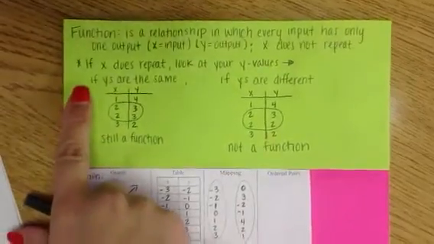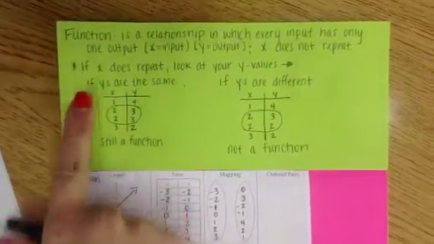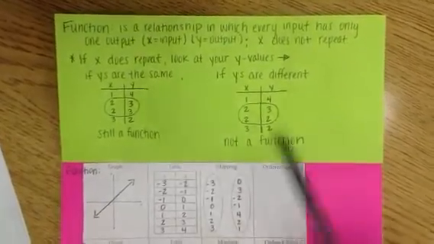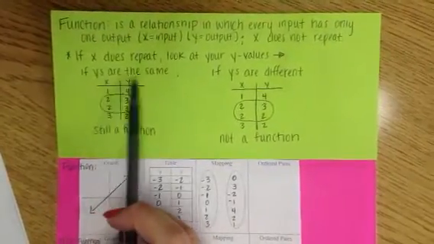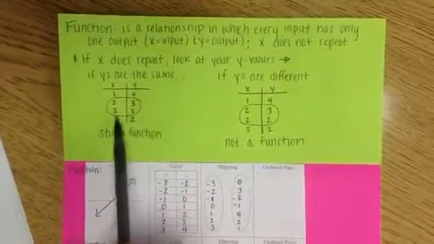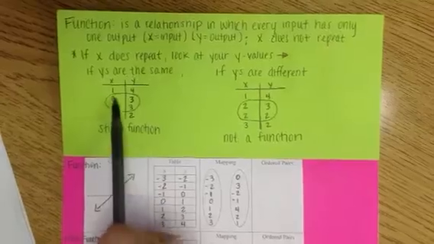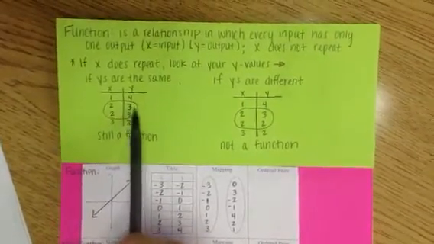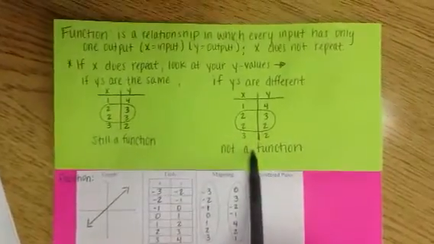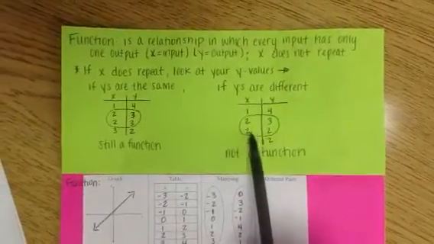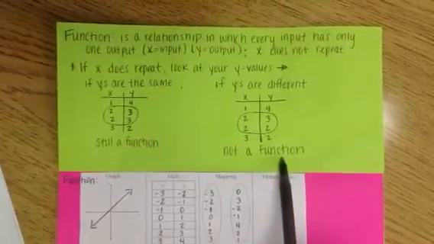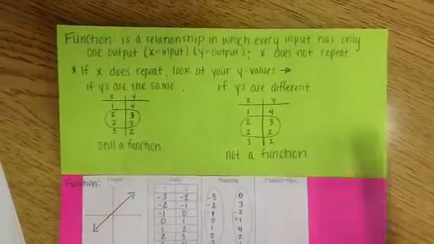Now if you look here at the asterisk or the star, it says if x does not repeat, look at your y values. The reason that is important is because if your y's are the same, so if you look here at this example, you have 2, 3, and 2, 3. Yes, your x repeats, but your y values are still the same, so that is still a function. If you look over here, the x's repeat, but your y values are different. That is not a function. So make sure you know the difference.